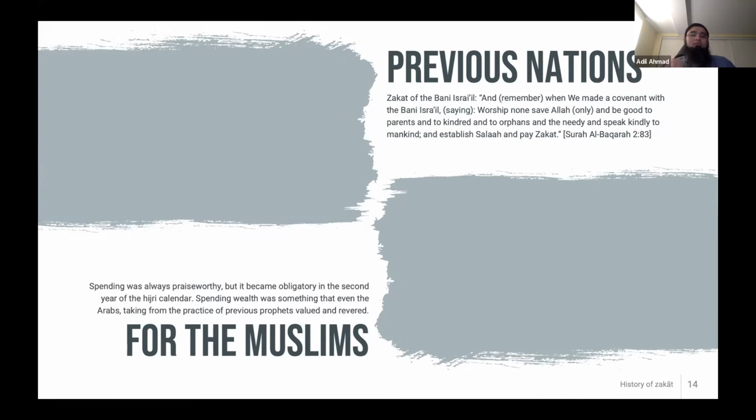So in the same way, zakat has been established for Bani Israel. In Surah Al-Baqarah, Allah subhanahu wa ta'ala mentions that He had ordered Bani Israel all of these things: not to worship anyone but Allah, and to be good to the parents and to the families and the orphans, and to the needy, and speak good to people. And this last part of the ayat, وَأَقِيمُوا الصَّلَاةَ وَآتُوا الزَّكَاةَ, and to establish salat and to give zakat. So this was established for them too. Previous nations were ordered to do it.